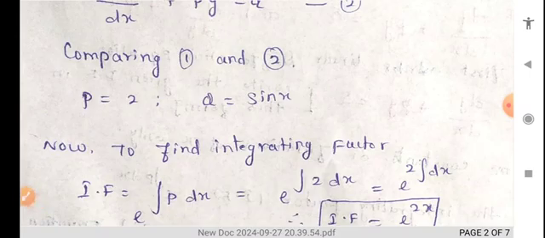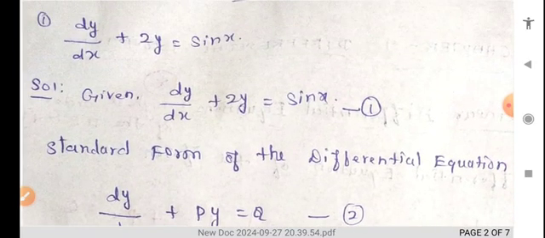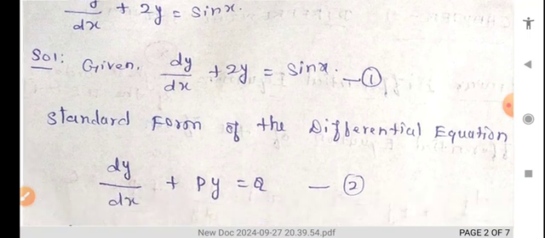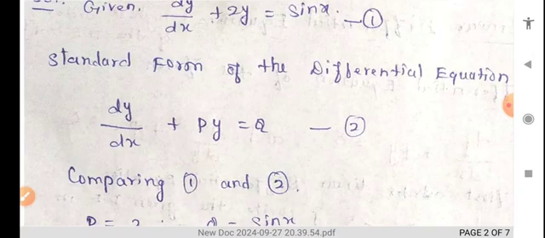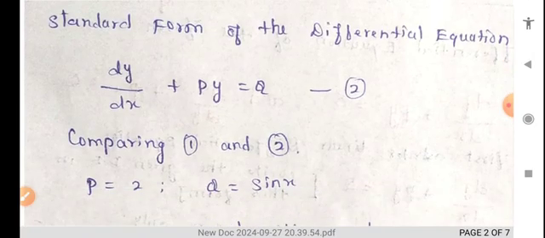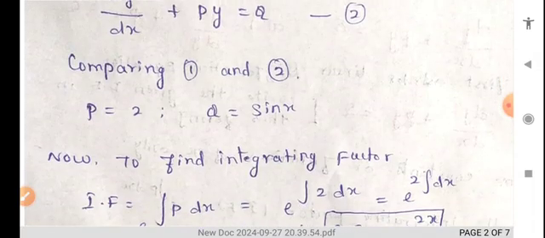Okay. The first step is you have to write the given differential equation in the form of one of the standard forms. Then you have to write the standard form of the linear differential equation. Then you have to compare these two, that is the given sum and the standard form. After that, you have to find the values of p and q.